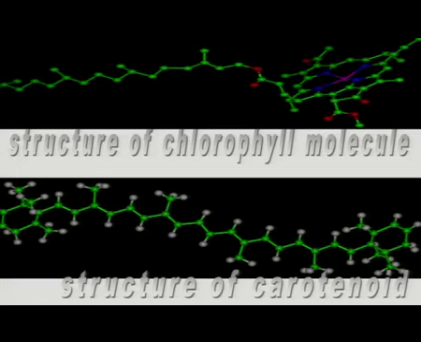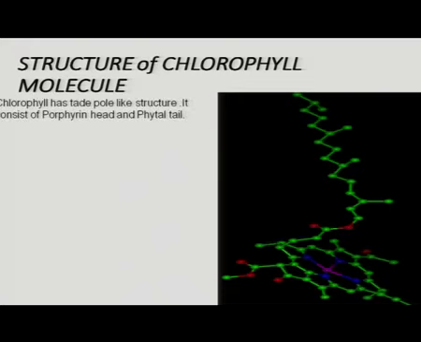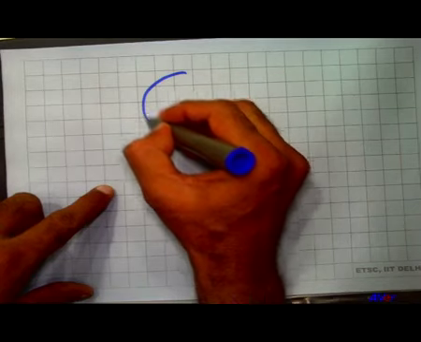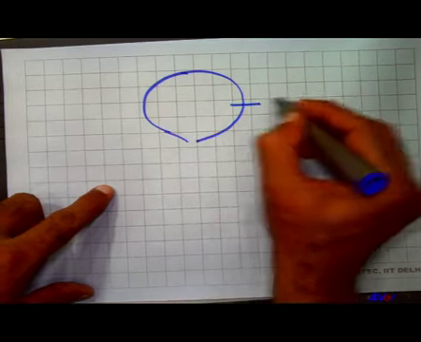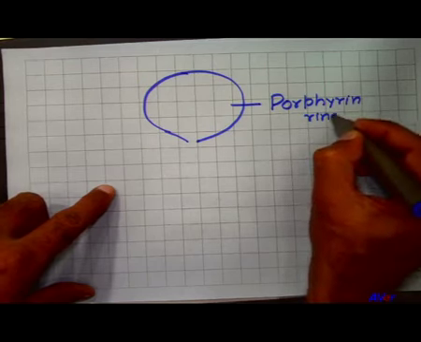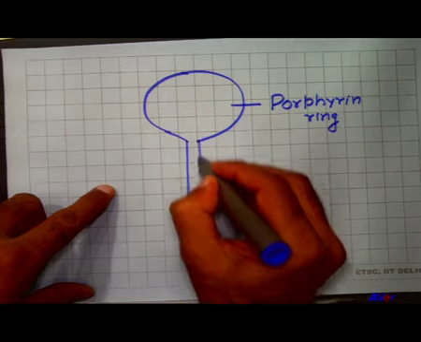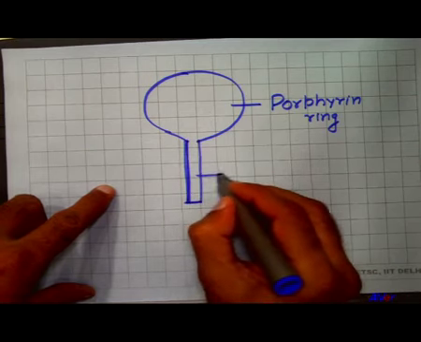This is the structure of a chlorophyll molecule, where photosynthesis takes place. The structure of the chlorophyll molecule is just like a tennis racket. We have already seen the tennis racket. Here is a circular ring-like structure at the head, that is called the porphyrin ring. And the handle of the tennis racket, here is the tail of chlorophyll, that is called the phytol tail.